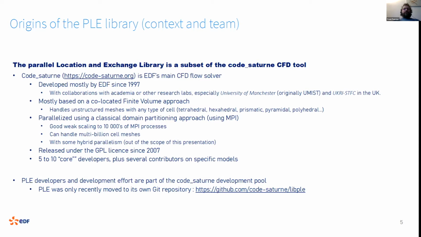That was clearly a design constraint, and it's parallelized mainly using MPI. We do have hybrid parallelization, but that's outside the main scope of the presentation, though we can talk about it for questions. It's been released under the GPL since 2007. Code_Saturne has about 5 to 10 core developers, and over the last 20 years, probably at least 30 people have worked on it.